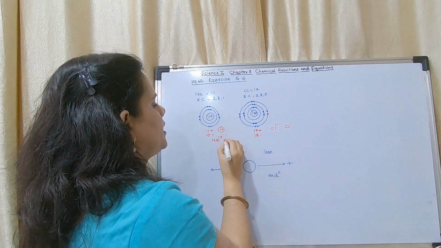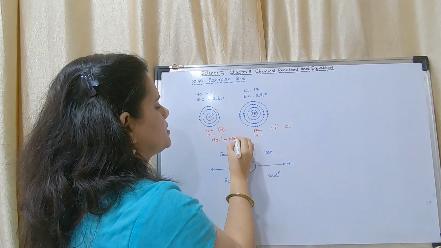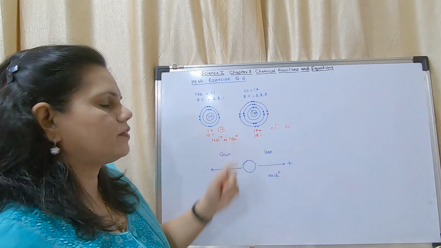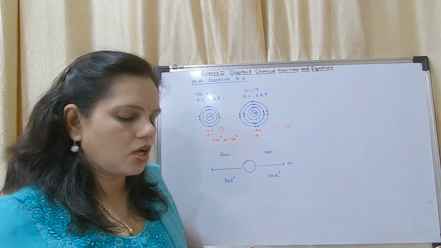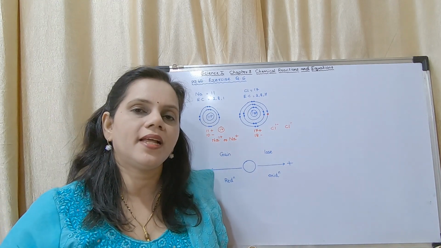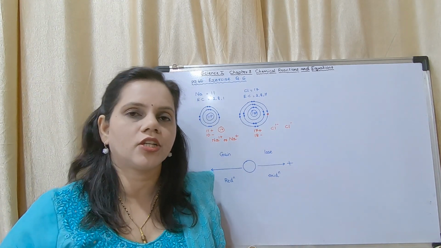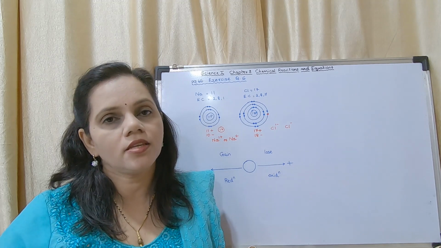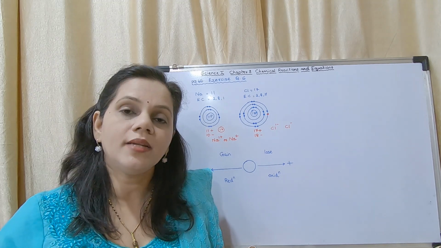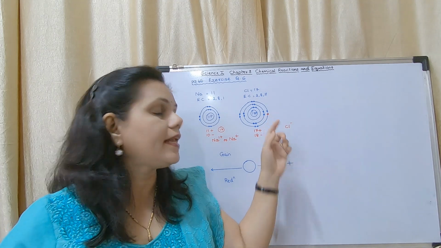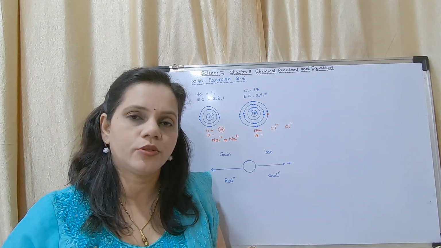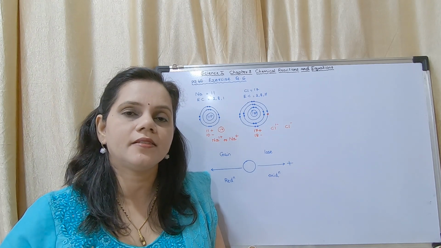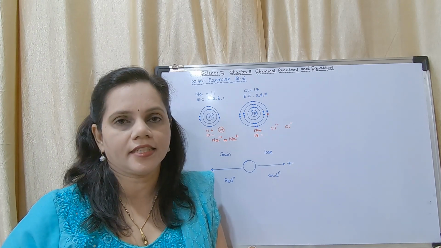This is written as Na plus. Sodium plus means, if it is only plus, it is 1 plus. So 1 plus means it has lost 1 electron. 2 plus means it has lost 2 electrons. 3 plus means it has lost 3 electrons. 1 minus means it has gained 1 electron. 2 minus means it has gained 2 electrons. And 3 minus means it has gained 3 electrons.